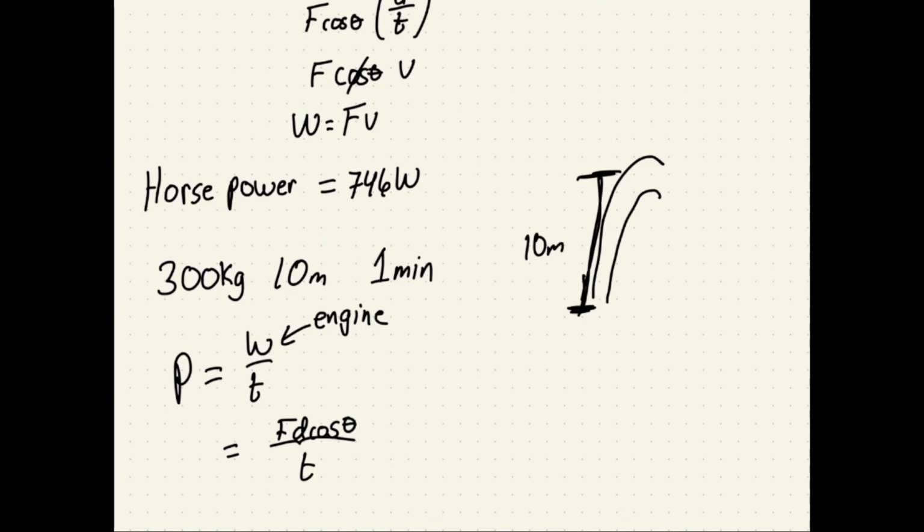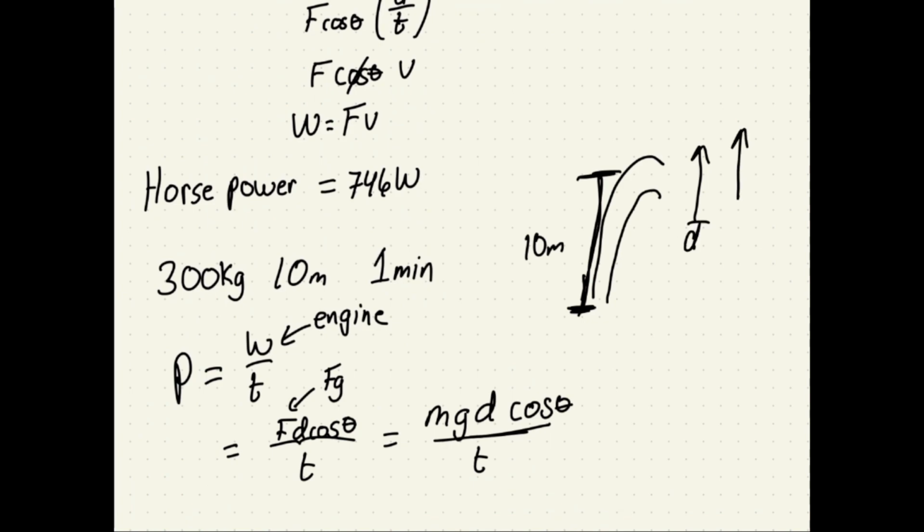So what am I going to be doing for this water? Well, I'm going to be working against gravity. So this force right here is the force of gravity on the water pulling it down, and the force that the engine has to exert must be at least equal to that. So the force of gravity is going to be mg times d times cosine theta, all over that time. Now my displacement is up, and the force that my engine is going to exert is also going to be up, which will counteract and be equal to gravity.